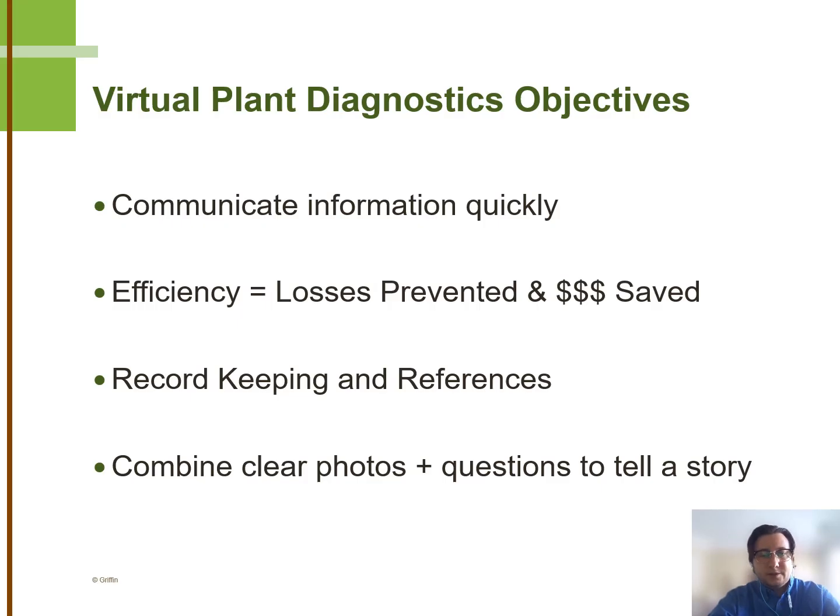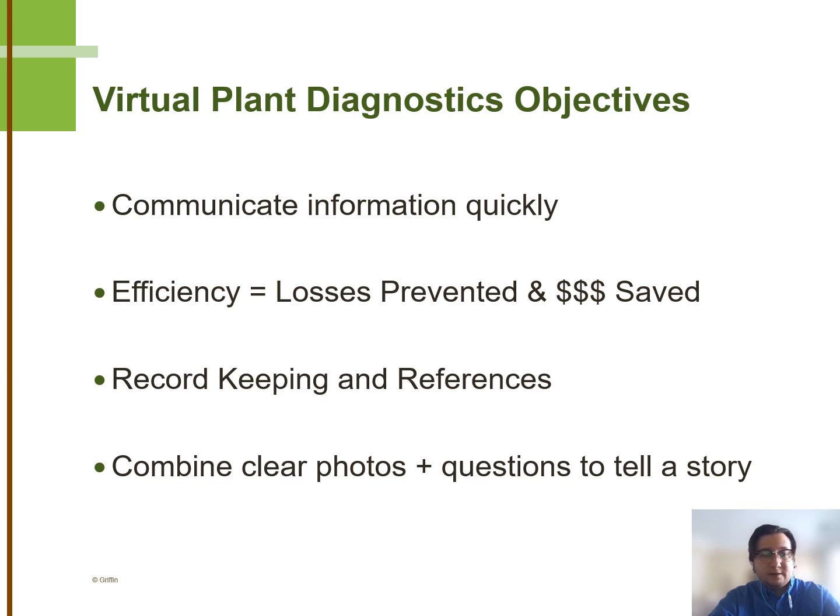For these various reasons, more and more growers are reaching out to technical consultants, specialists, and even university professionals virtually to try to reduce the amount of time that it takes to actually get a solution and a recommendation implemented into your operation. Reducing the amount of time it takes to get a solution prevents losses and saves you money. Also, another benefit to virtual diagnosis is record keeping.